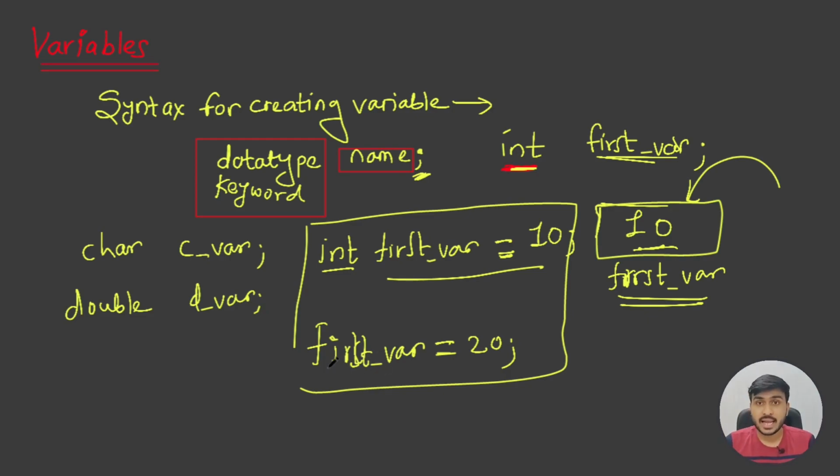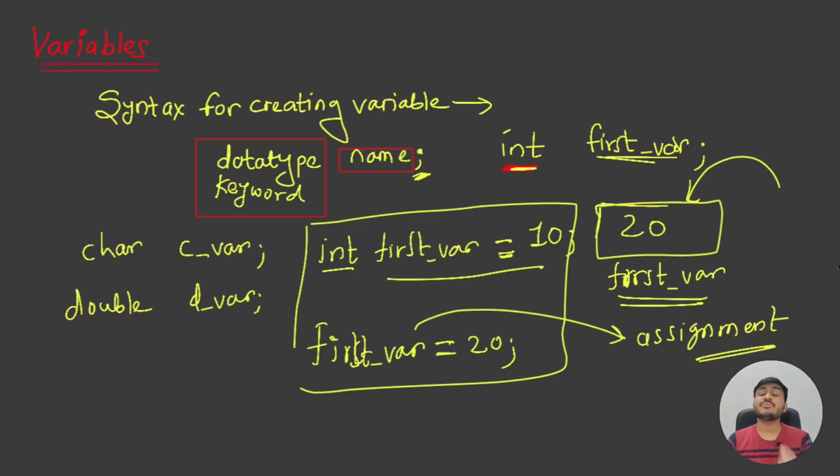Whenever you write something like this, like first_var is equal to 20, what is going to happen? The old value will be replaced with the new value. So the old value will be erased and the new value will be added over here. So now the value in first_var is going to be 20 instead of 10. And this process is called assignment.